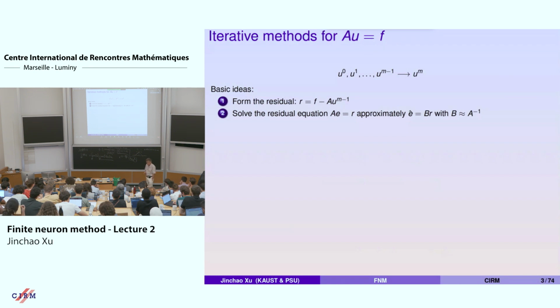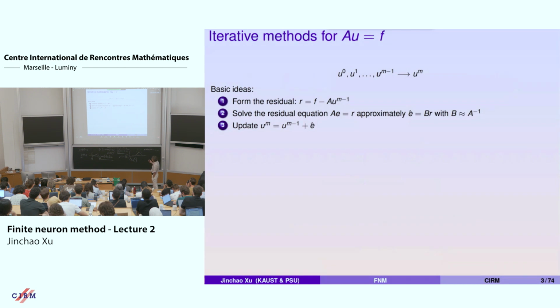ResNet, as a matter of fact, is motivated by the multigrid method. So you basically form the residual, you do an iteration, look at the residual, and you solve the residual equation approximately, and you do an update. So that's pretty much how the linear iterative methods go.